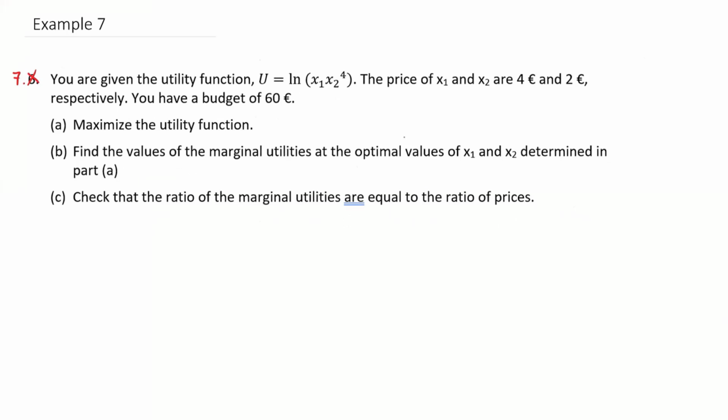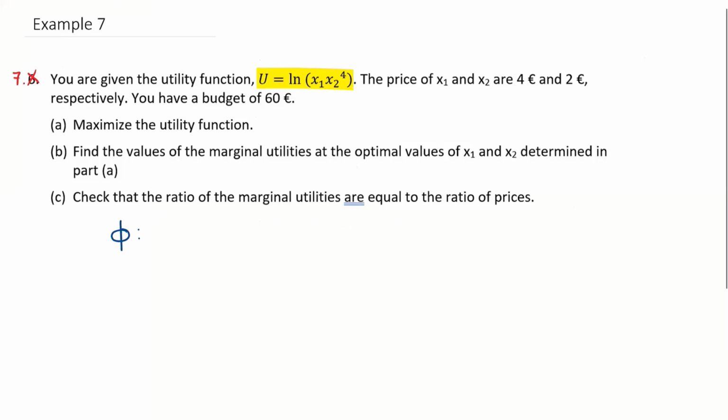You are given the utility function u is equal to ln of x1, x2 to the power of 4. The price of x1 and x2 are €4 and €2 respectively. You have a budget of €60. Maximize the utility function. So this is what we're going to be trying to optimize, utility.